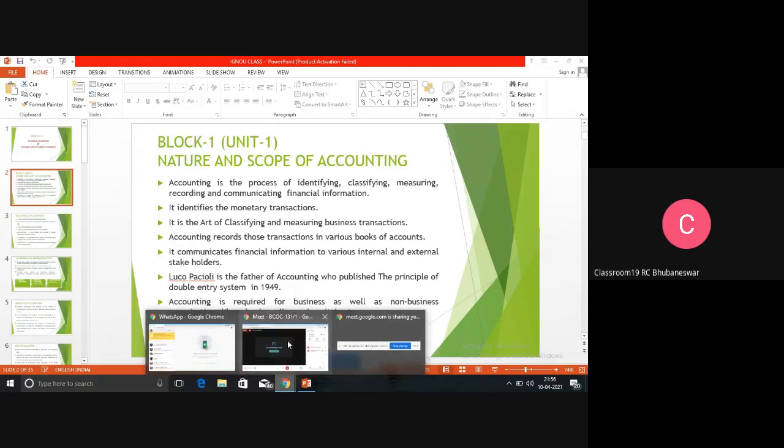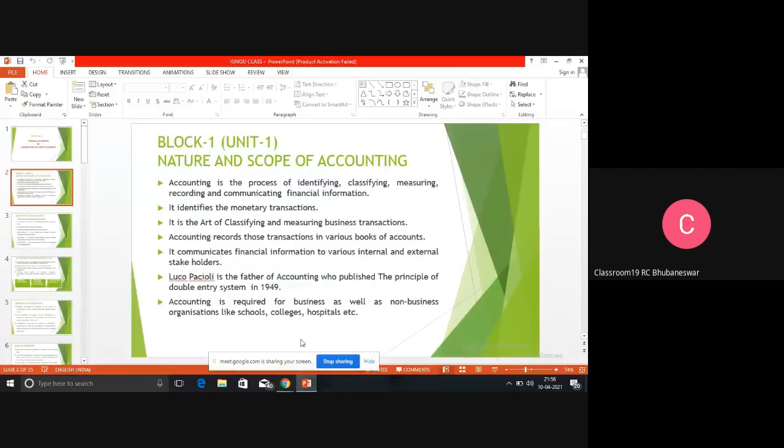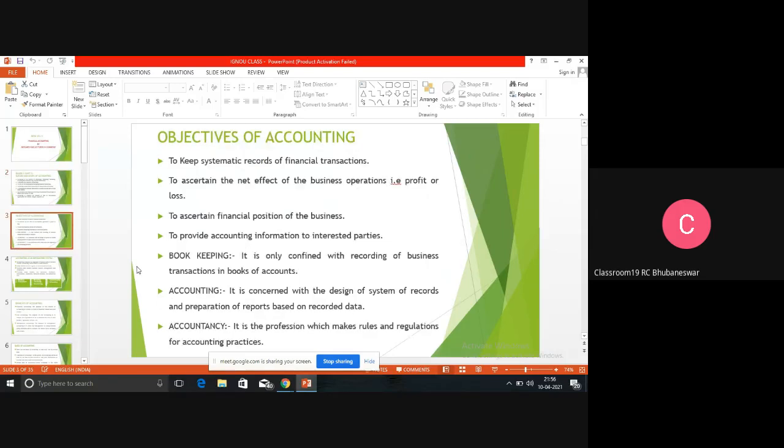Accounting is not only required in business units. That means we cannot say that it is recorded only in business units. It is recorded in non-business units like schools, colleges, hospitals, where the income and expenditure record is required to be maintained. Then, secondly, we have to study what the objectives of accounting are.